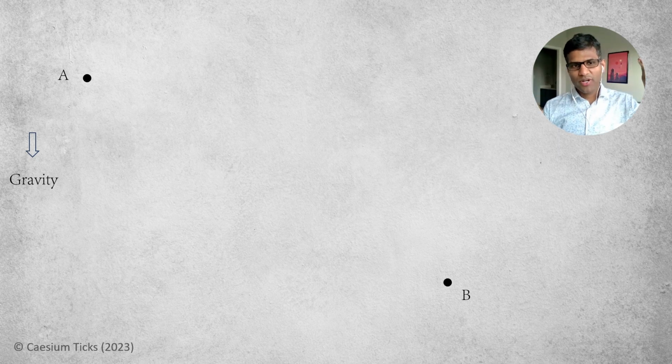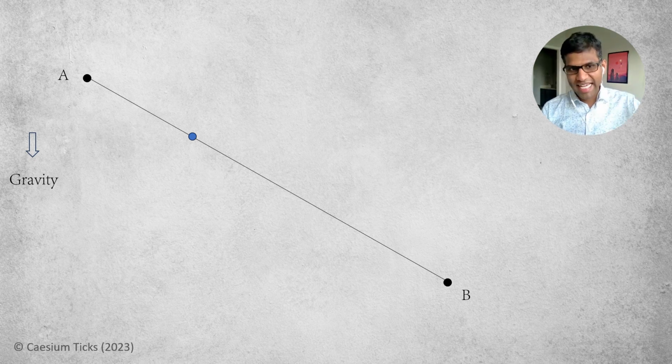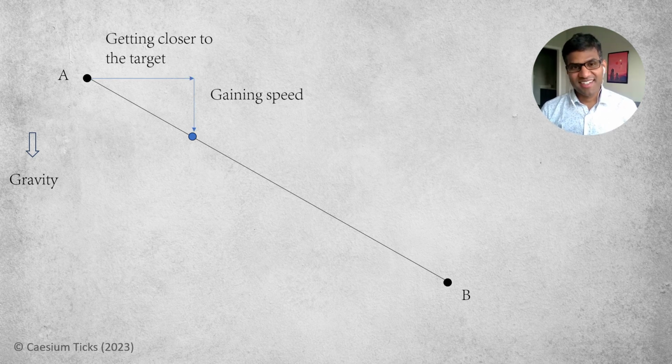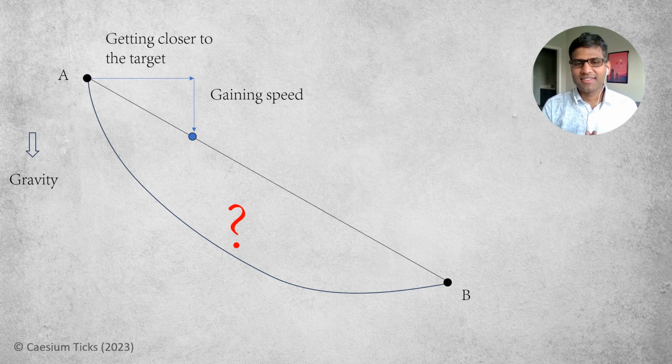All right, let's set the stage here. Let's say we have two points A to B, and a bead like this needs to go from A to B solely acting under gravity. If it takes the straight line, it certainly will be the shortest path, but will it also be the quickest path? That's the question that scientists and mathematicians have asked for over 3 centuries now. So there is this inherent trade-off here between gaining speed by falling down vertically versus getting closer to the target. So is there an optimal path that this bead can take in going from A to B?